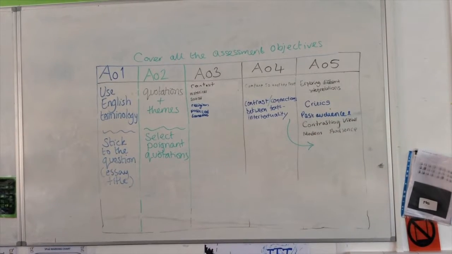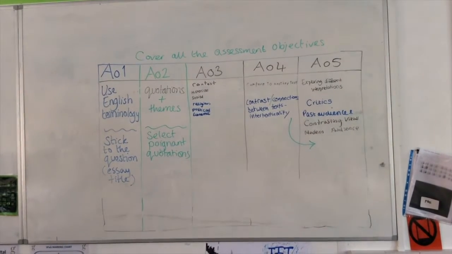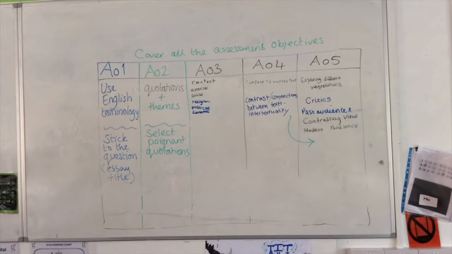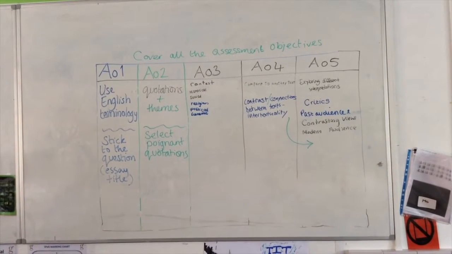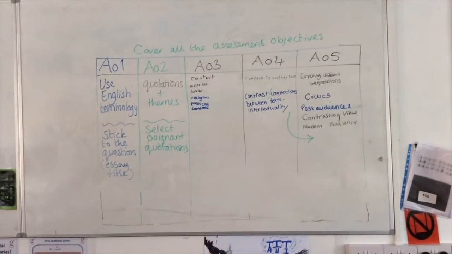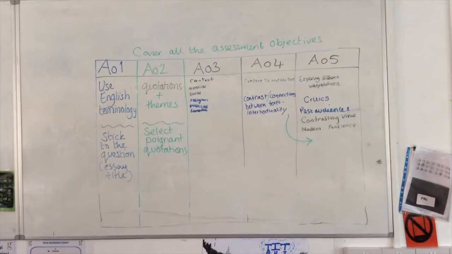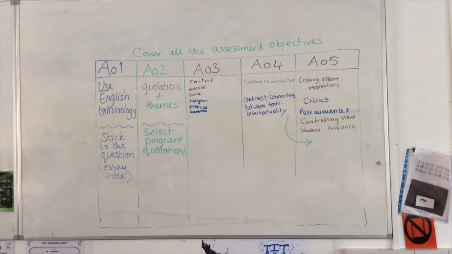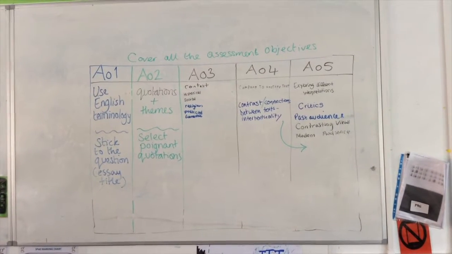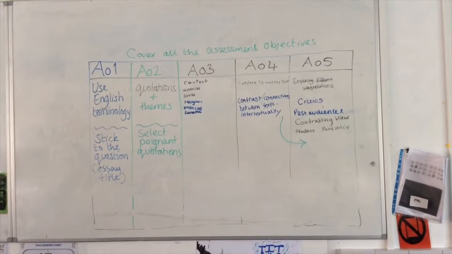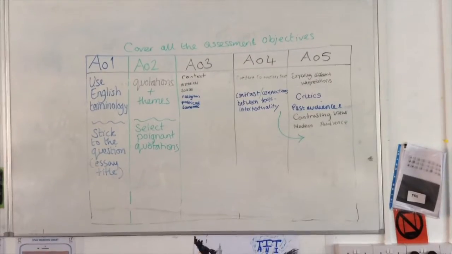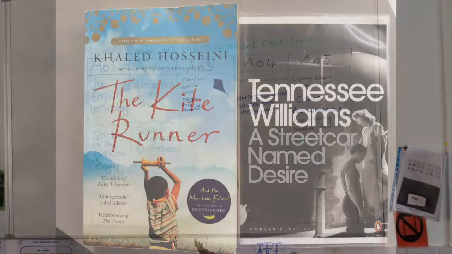AO5 is exploring different interpretations, again very important, making sure that you've got those critics, those essential critiques. What do peers say about the text? What is their viewpoint? Do they support your point? Do they disagree? What is the alternative viewpoint?